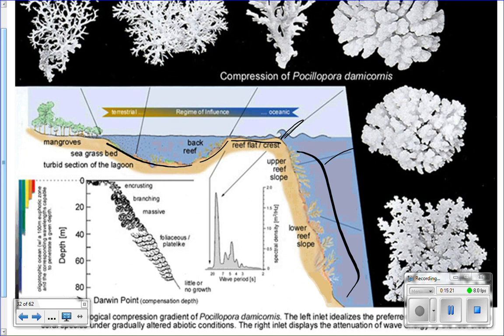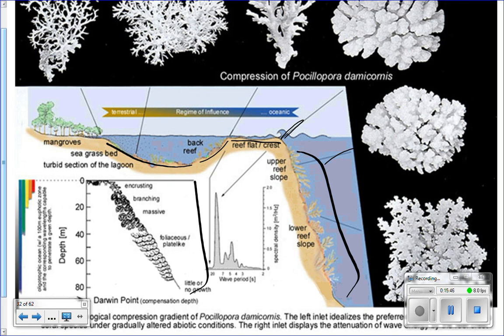Also on the fore reef, you have different kinds of coral that you find as you go down. You can see that here. You find encrusting corals up close to the reef crest, and then below that you have branching corals. You have branching corals there as opposed to massive coral because branching corals need lots of sunlight. They grow quickly, so they have to be up closer to the surface of the water.